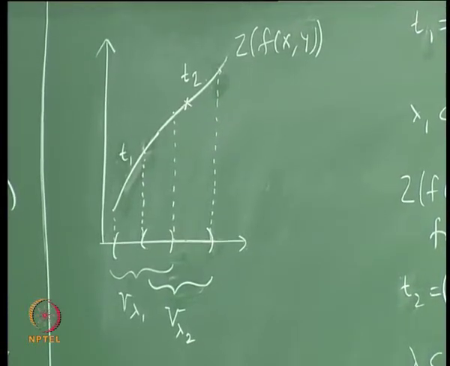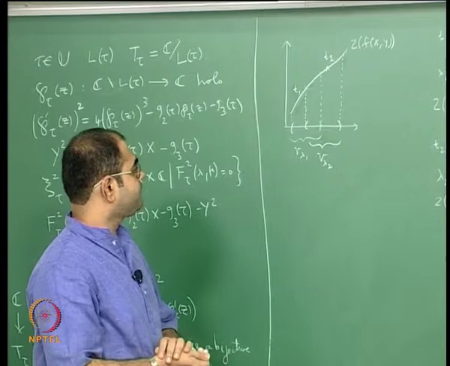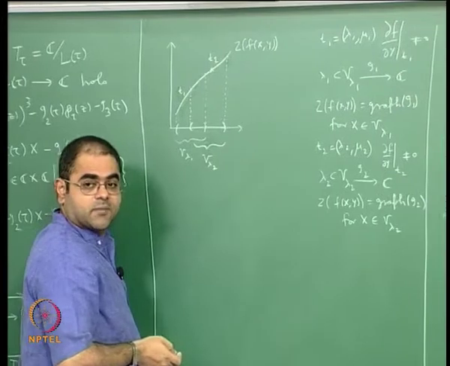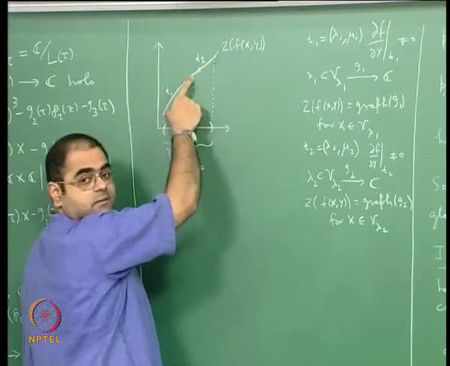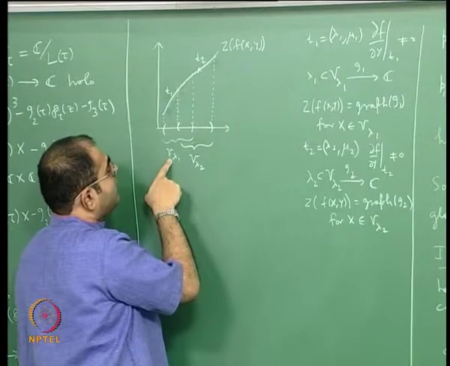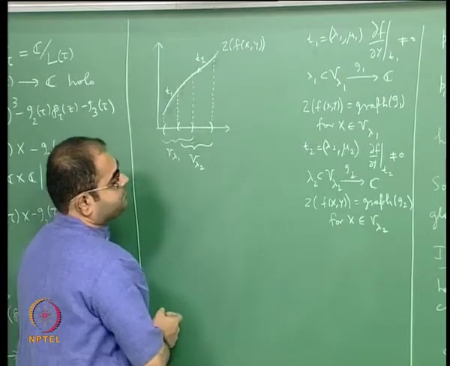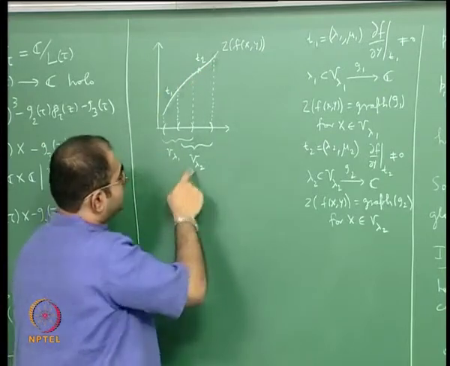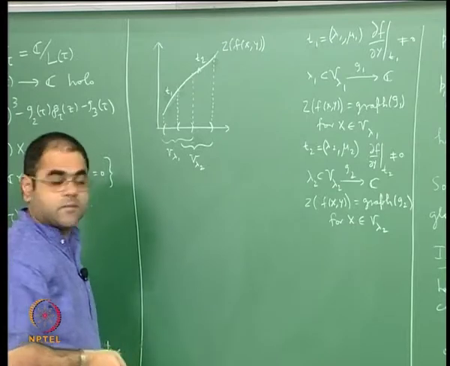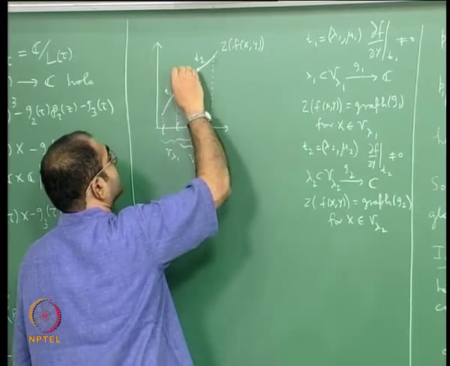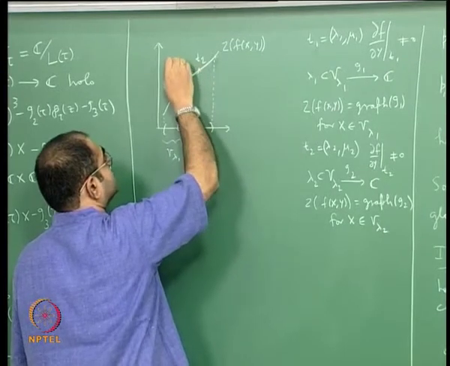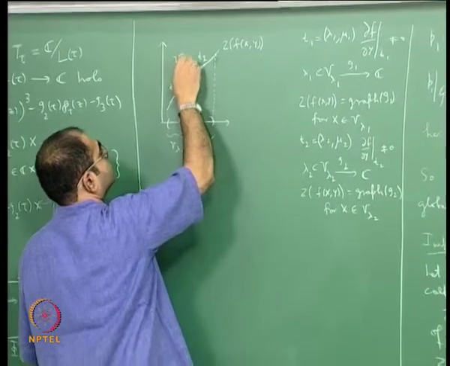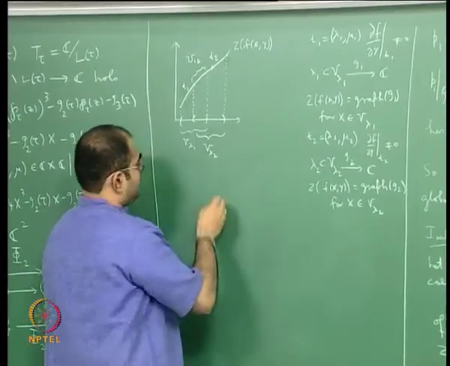So how do I check that these two charts are compatible? You see, basically I have this open set, which is the image of v lambda 1, and then I have this open set, which is the image of v lambda 2 under the holomorphic map, and this is the intersection. This intersecting set, let me call it U12.